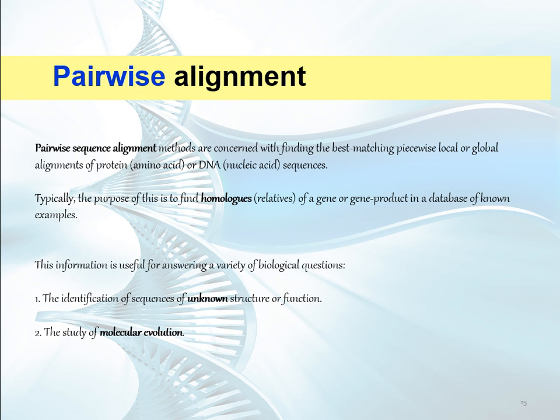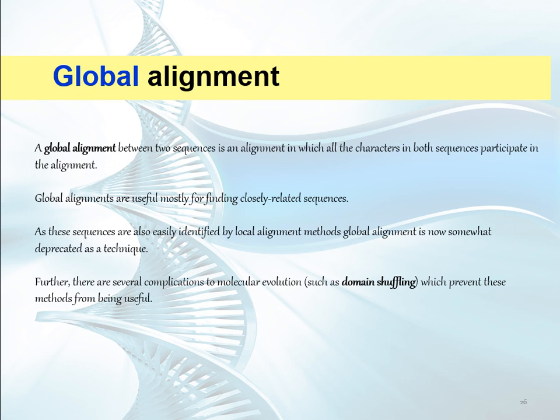Okay, pairwise alignment methods are concerned with finding the best matches, piecewise local or global alignment of protein or DNA. Typically the purpose of this is to find homologs of a gene or gene product in a database of known examples. This information is useful for answering a variety of biological questions. Number 1 is the identification of sequences of unknown structure or function. Number 2 is the study of molecular evolution, which we can do with the help of pairwise alignment.